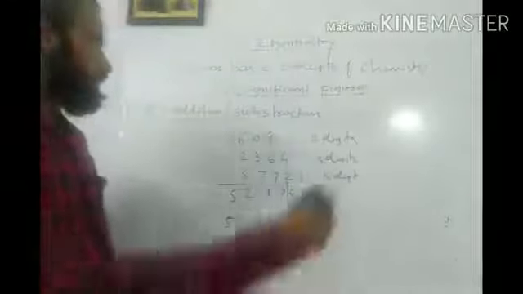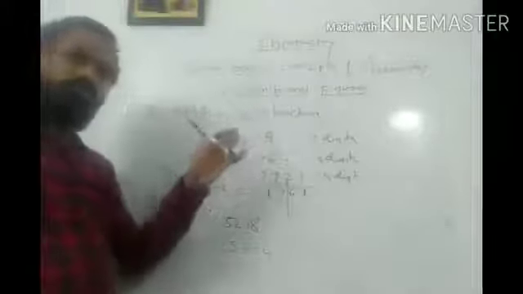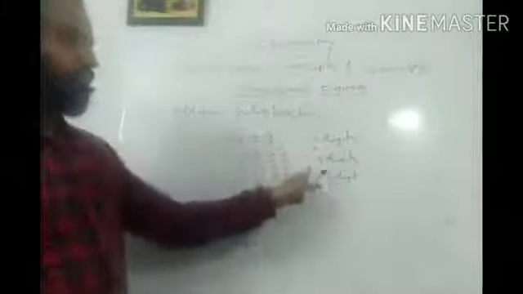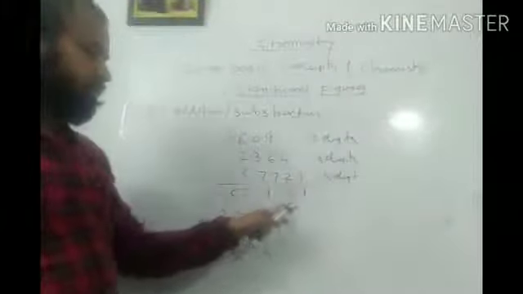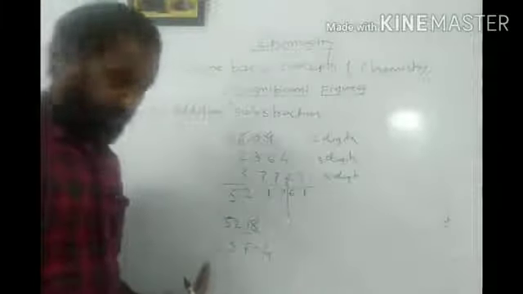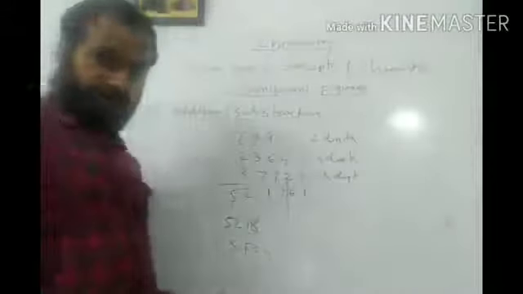Okay, now after this addition, you can perform the subtraction operation similarly. You have to identify the minimum decimal places, mark accordingly, and according to the rounding off principle you will get your answer. Then I will take some examples of multiplication.